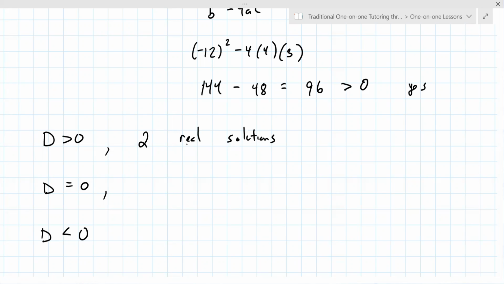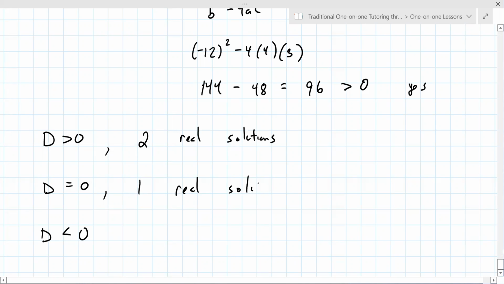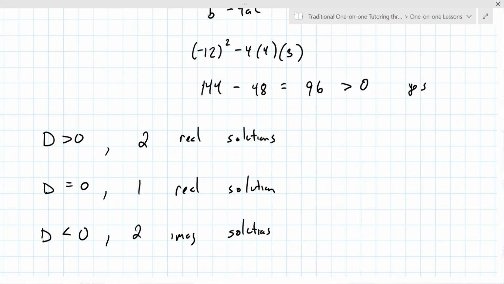I think that covers it. I think that's all the questions they asked. Yeah, so let me just fill in the rest of these here. One real solution, and then 2 imaginary solutions.